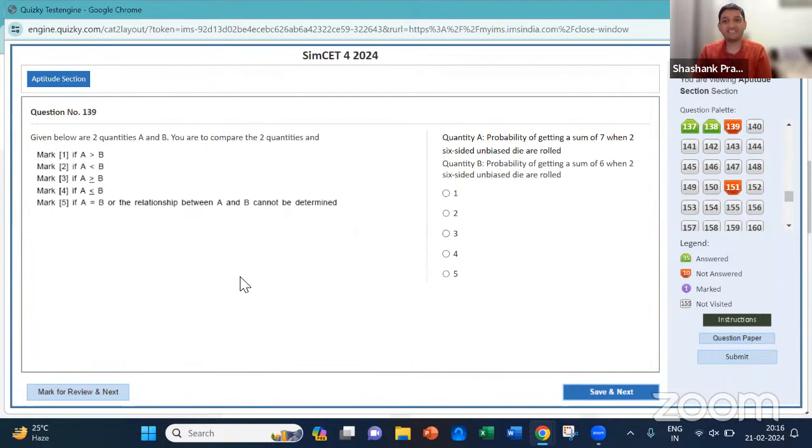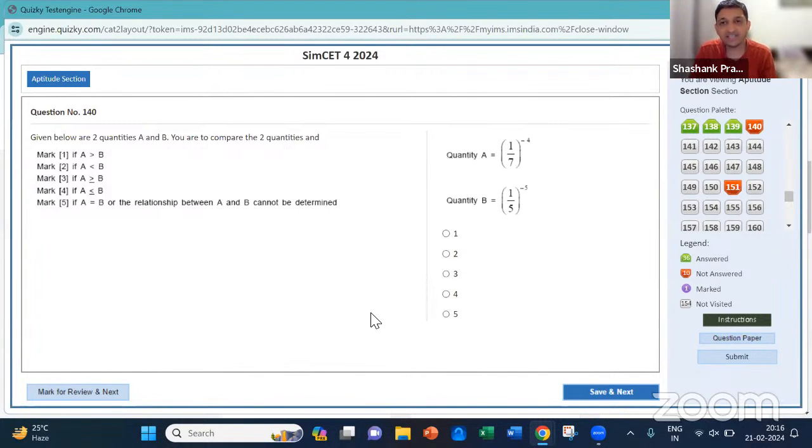Probability of getting a sum of 7 when two unbiased dice are rolled. So 1 6, 6 1, 5 2, 2 5, 4 3, 3 4. 6 possibilities. And 6 is needed. So here 6 possibilities. And there you have 5 1, 1 5, 4 2, 2 4, 3 3. 5 possibilities. So quantity A is greater than quantity B. So mark 1.